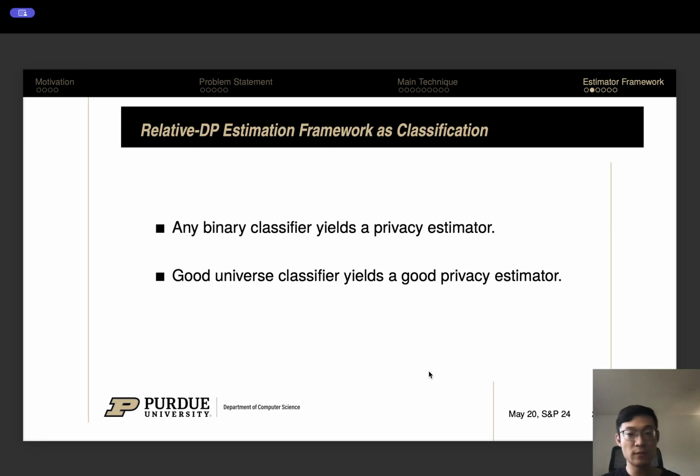And our second observation is that good binary classifiers give good privacy estimators. This is, some classifier whose risk converges to the optimal classifier can turn into estimators which have the tight bound. That's the one we desire.